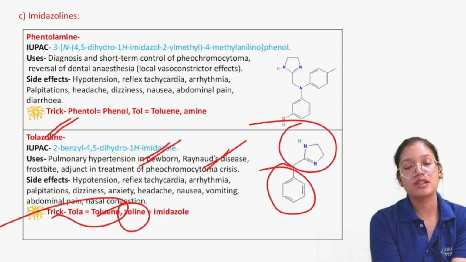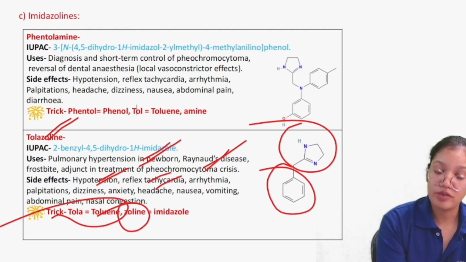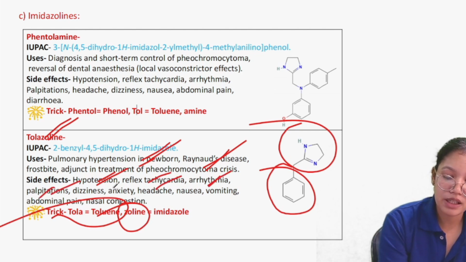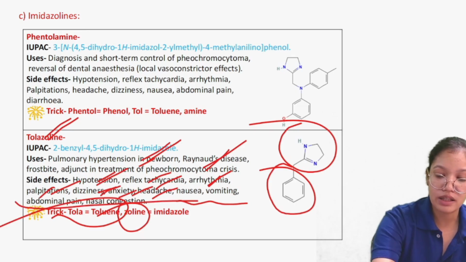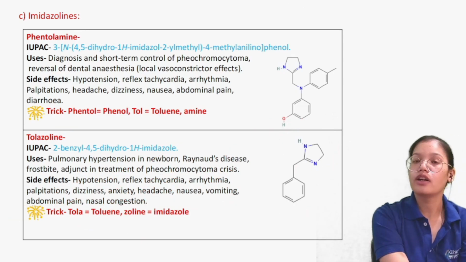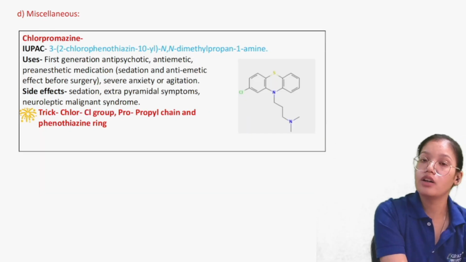Then if we go to the side effects: hypotension, tachycardia, reflex tachycardia, arrhythmia, palpitations, dizziness, anxiety, headache, nausea, vomiting, abdominal pain, and nasal congestion. All these are side effects that are caused by tolazoline.